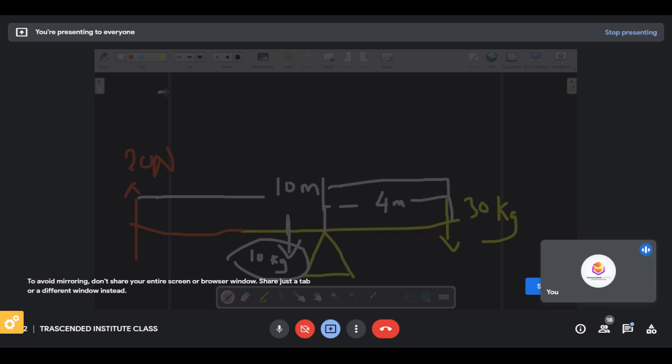So let's start with that. Negative 10 multiplied by 9.8. It's negative. So we've already talked about that one. Then which other force can we see? Okay, we have 20 Newton. Is it positive? Yes.